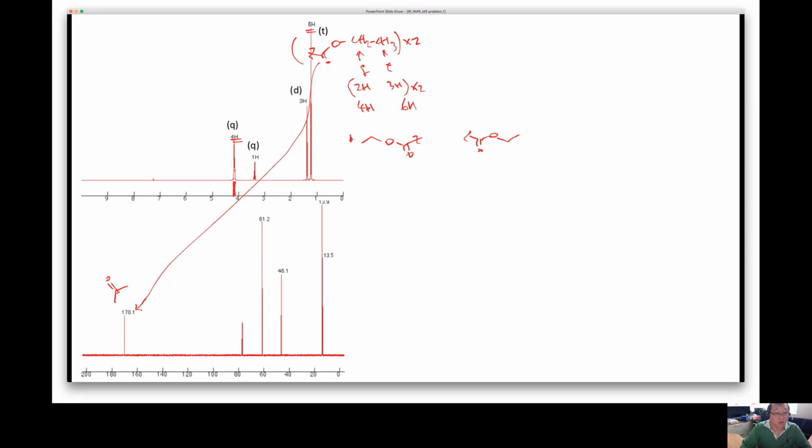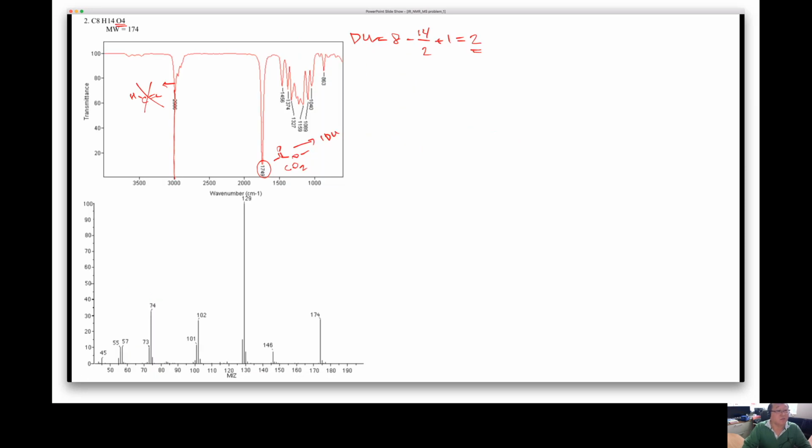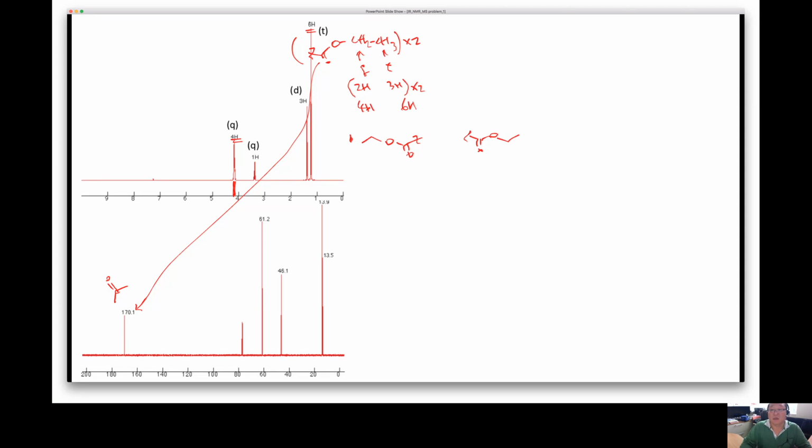So the molecular formula is what? C8H14O4. If this is the case, how many carbons in one ester? One, two, three carbons and five hydrogens and two oxygens in the one ester. We've got two of them there, so C6H10O4, right? So that's what we found out: two ester groups, two ethyl esters.